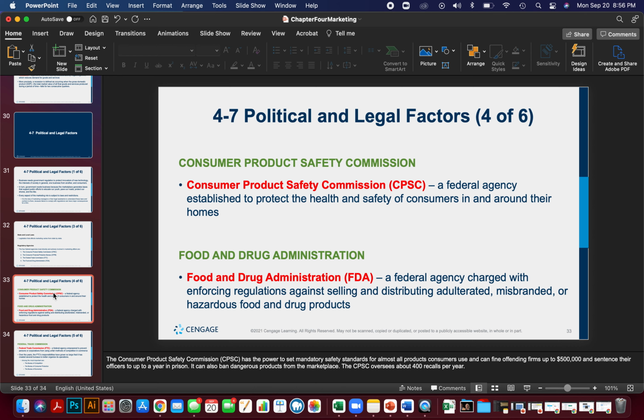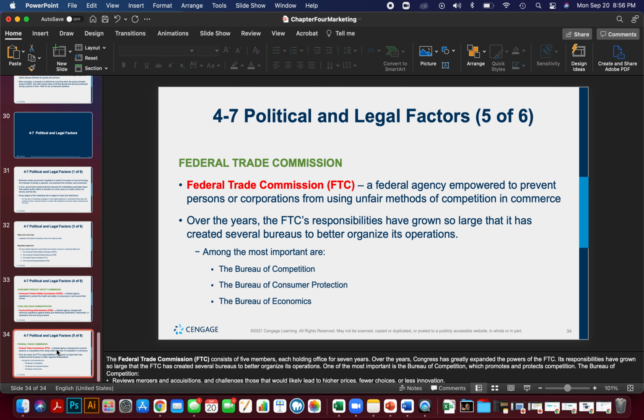The FDA has the authority to enforce regulations against selling and distributing misbranded or hazardous food and drug products. And finally, the FTC, their goal is to prevent persons or corporations from using unfair methods in competition and commerce. Over the years, the FTC has grown so large that it has several bureaus to help better organize its operation: the Bureau of Economics, the Bureau of Consumer Protection, and the Bureau of Competition.